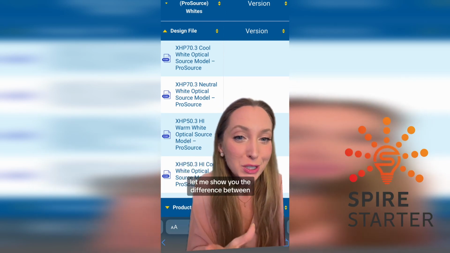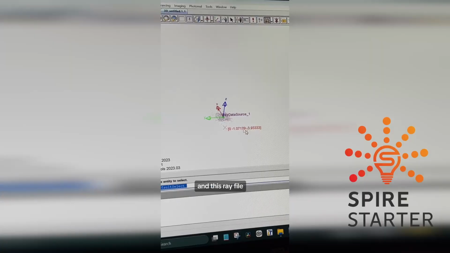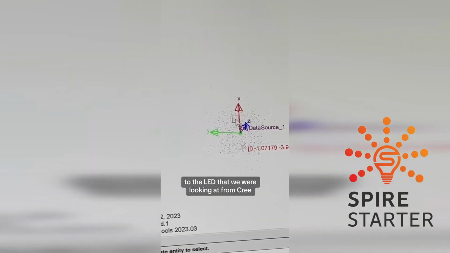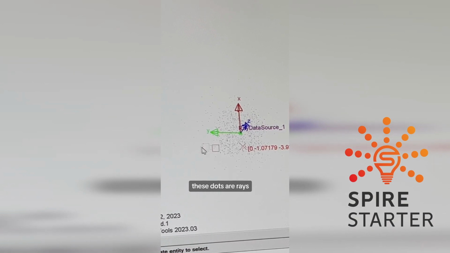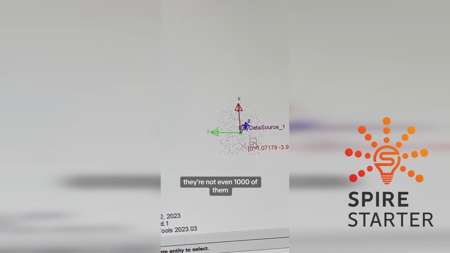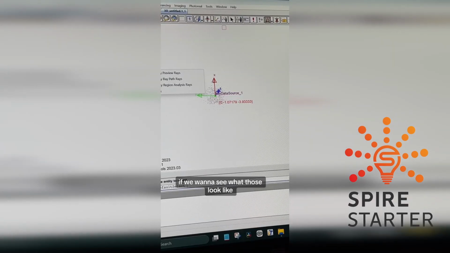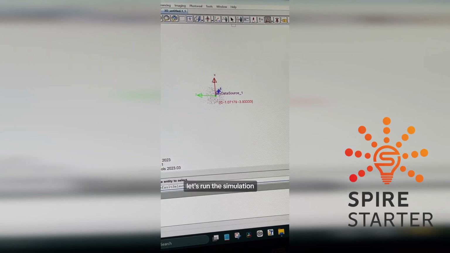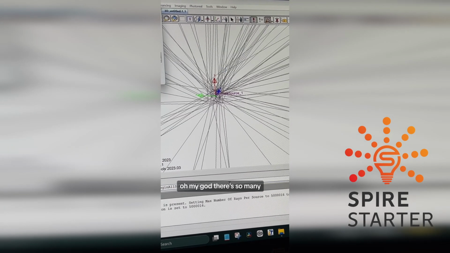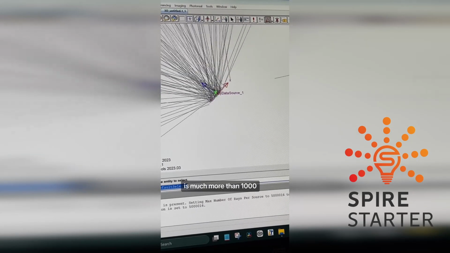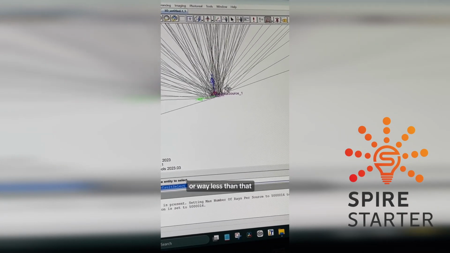But let me show you the difference between the amount of data you can get from this and this ray file, which is really similar to the LED that we were looking at from Cree. These dots are rays, and there aren't 10 of them, there aren't 3 dozen of them, there are not even 1,000 of them, there are 5 million dots. If we want to see what those look like, let's run a simulation. Oh my god, there's so many! 5 million rays is much more than 1,000.